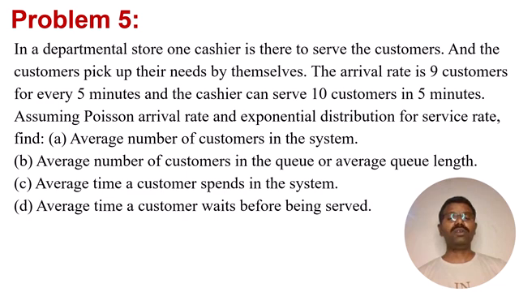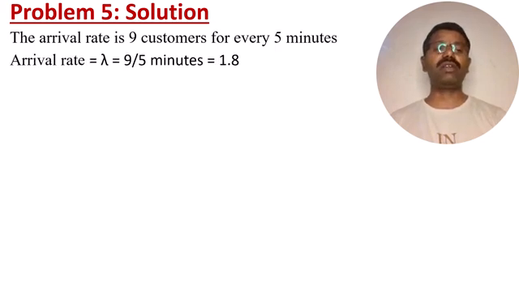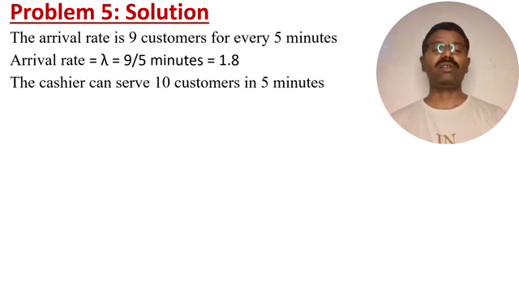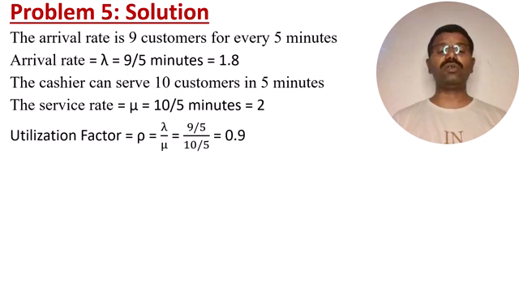First of all, we need to see what the arrival rate and the service rate are. The arrival rate is 9 customers per 5 minutes. So the arrival rate lambda is equal to 9 by 5, that is equal to 1.8. That is the arrival rate. And a cashier can serve 10 customers in 5 minutes. So the service rate mu is equal to 10 by 5, that is equal to 2. Then the utilization factor rho is equal to lambda by mu, that is 1.8 by 2, that is equal to 0.9.